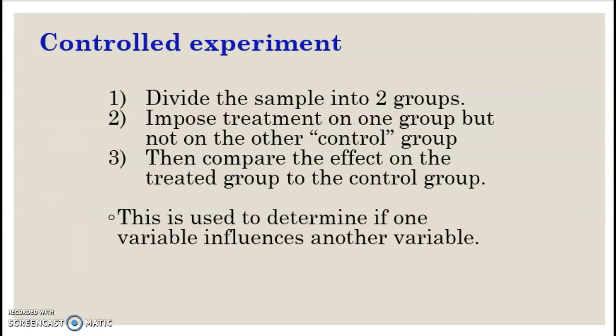Controlled experiment. In a controlled experiment, that's what they've been doing with these vaccine trials. They divide the sample into 2 groups. One group gets the treatment, and the other group is called the control group. They get some kind of placebo, which doesn't do anything. Then they compare the effect on the treated group to the control group to see if it actually helps. If there's no difference between the control group and the one that got the treatment, then obviously it's not a good treatment.